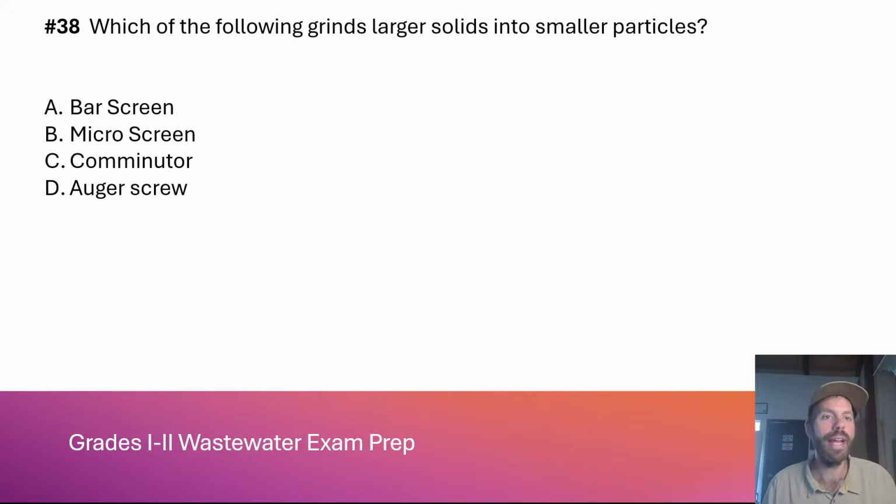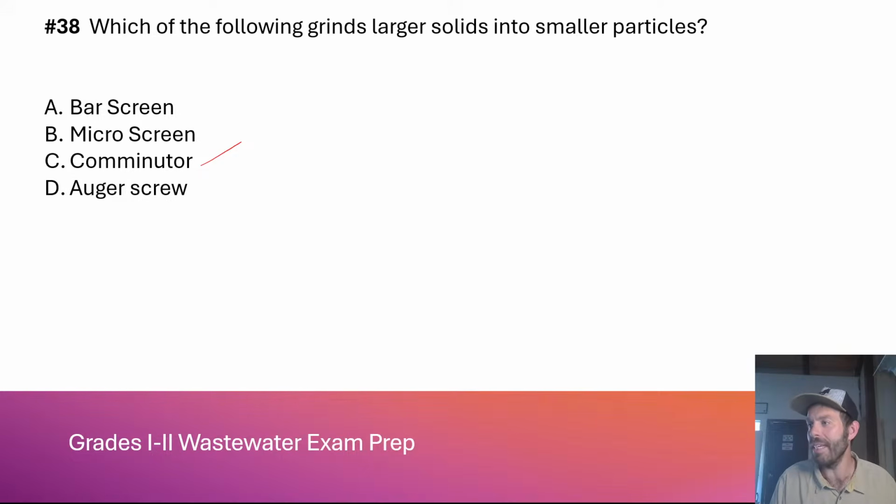Okay, 38. Which of the following grinds larger solids into smaller particles? A, bar screen, B, a microscreen, C, a comminutor, D, an auger screw. The answer is a comminutor. Bar screens screen bigger stuff.